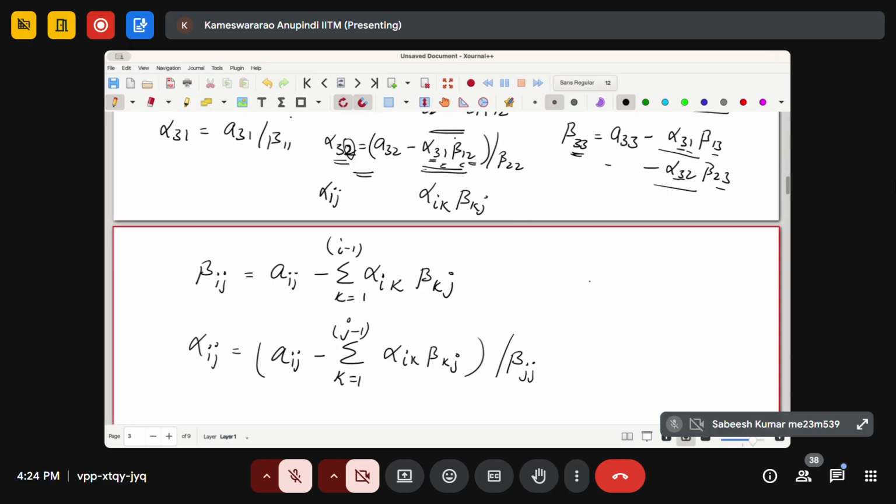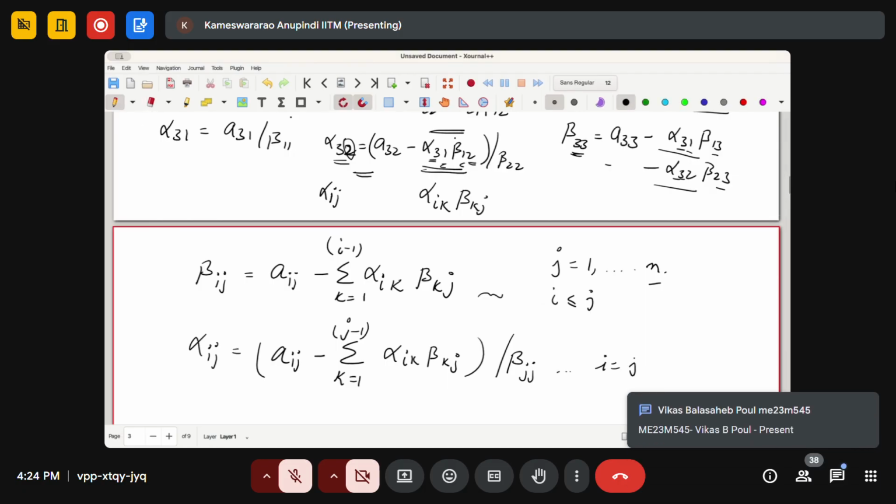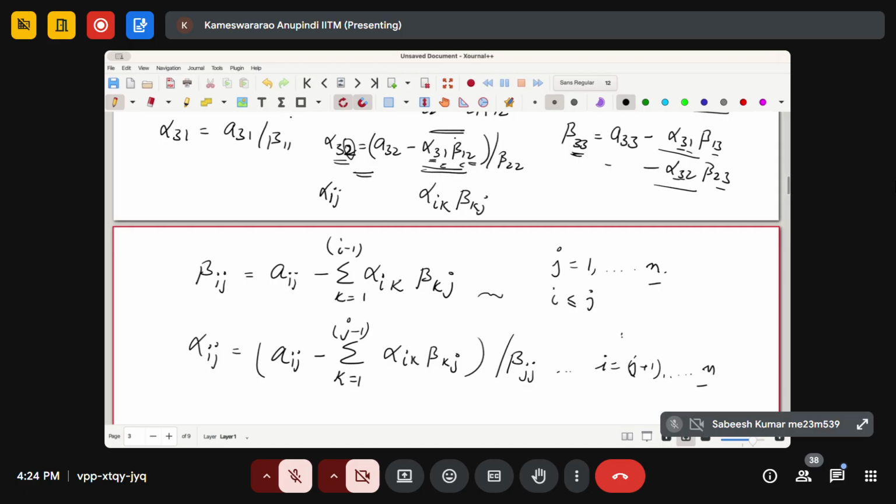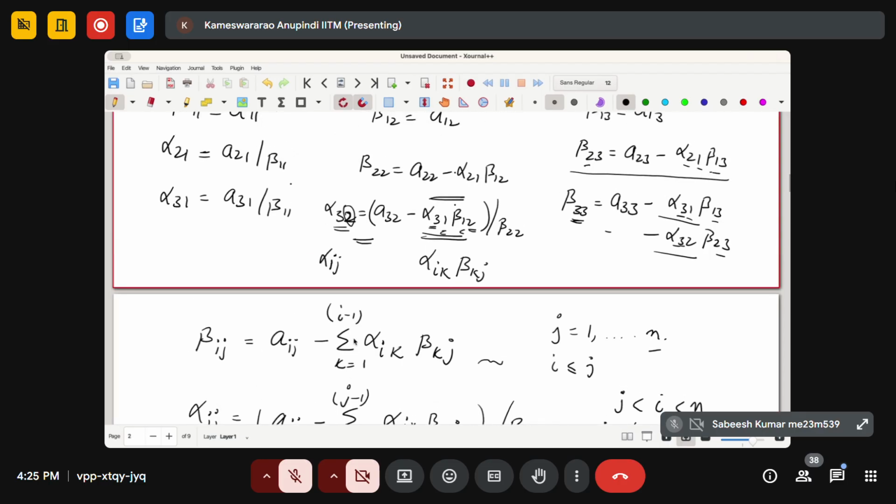So that is the general algorithm I have. Of course, here, again, we know that j runs from 1 to n, right? And then this particular one is valid for i less than or equal to j, and this is valid for i equal to j plus 1 to n. I can even say like that, right? i goes from j plus 1 all the way to n, right? For this one. Or else i greater than j and less than or equal to n. So that means j is less than i is less than or equal to n, right? That's what we can write. Okay, is this clear? The way we build the alpha ij, beta ij, is this part clear?